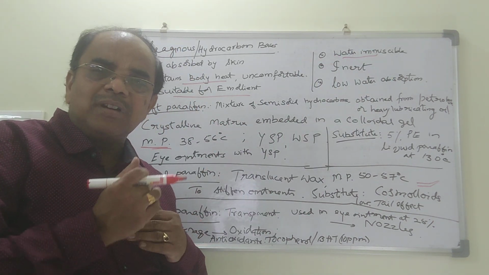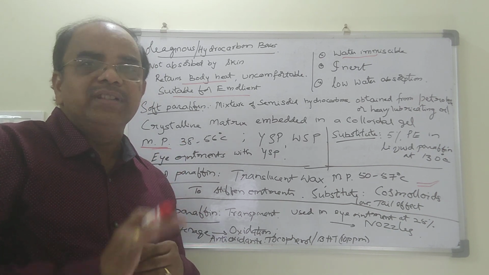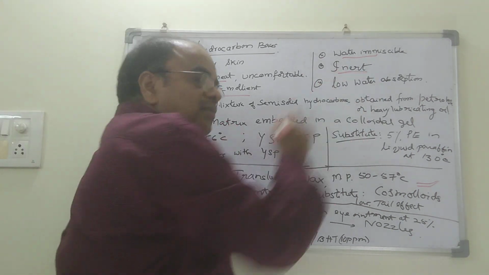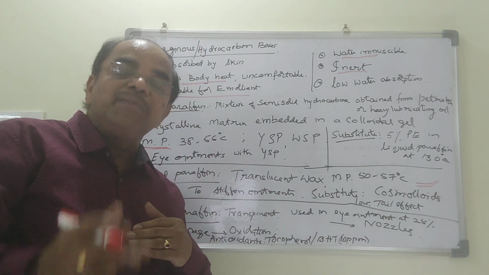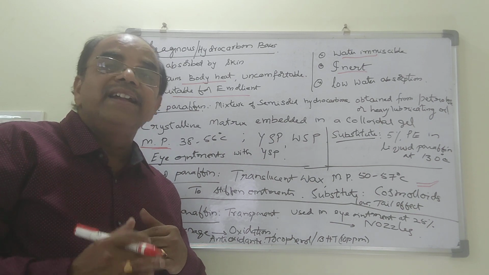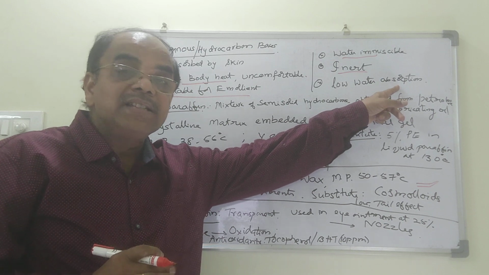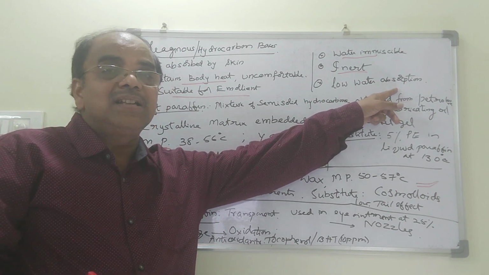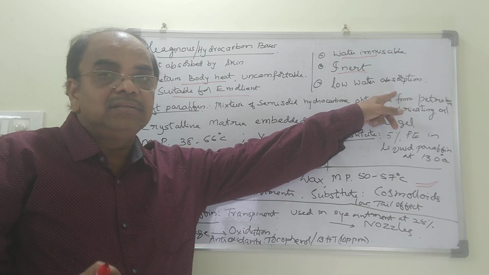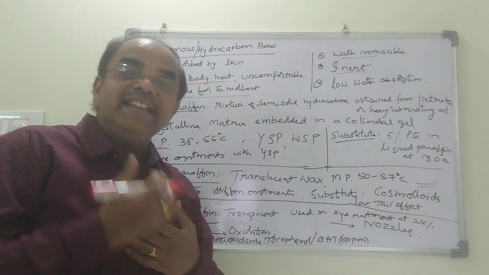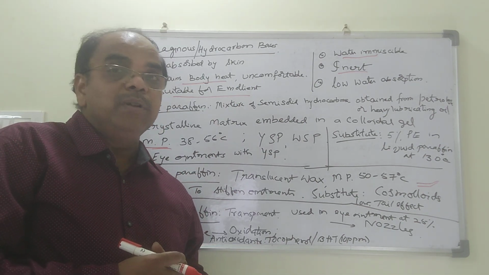It absorbs a maximum of 5 to 10% of aqueous solution, not more than that. Inert, there is no chemical incompatibility with other ingredients in the formulation. Low water absorption, that means up to 5 to 10% of the aqueous medicament solution can be absorbed, not more than that, right? In other cases like PEG bases, we can absorb more. That is the last one, the water miscible, water soluble bases.